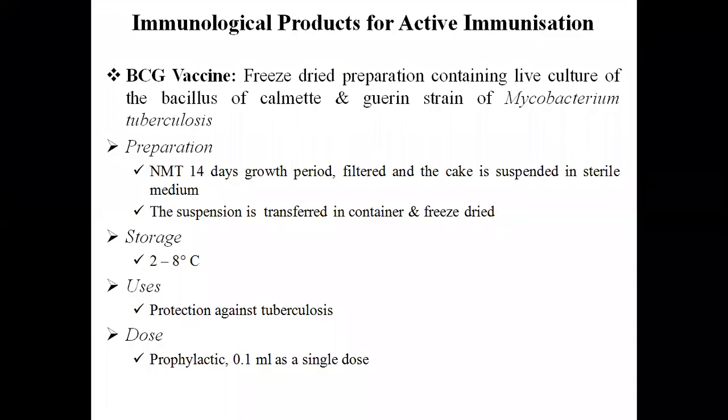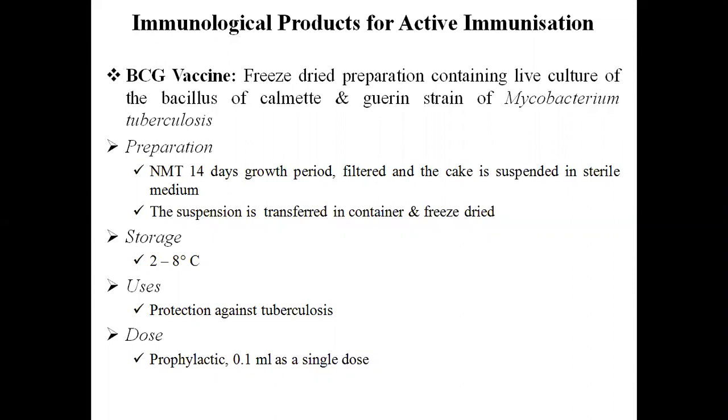Hello everyone. This is a D Pharmacy Pharmaceutics 1 class, subject code 1.1T, Unit 5. In this class, we are going to discuss the immunological products for active immunization. Actually, immunological products for active immunization come under the classification of immunological products.